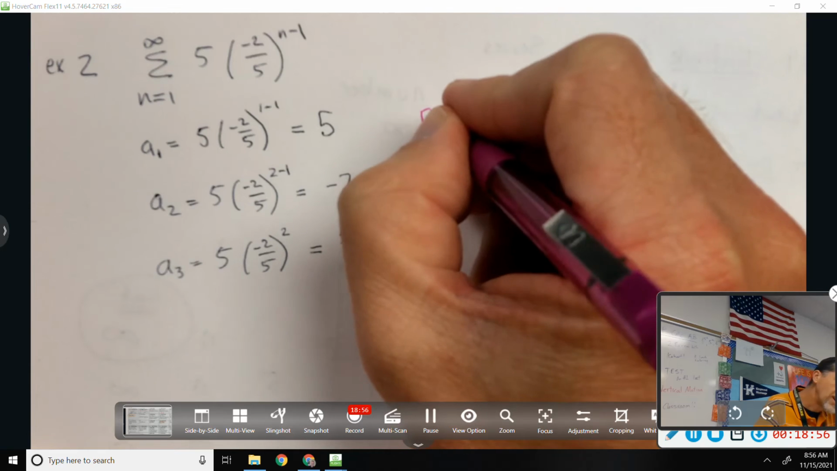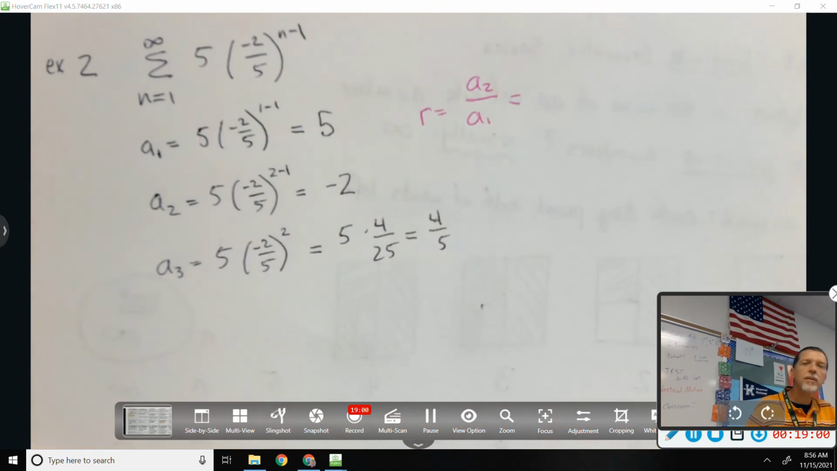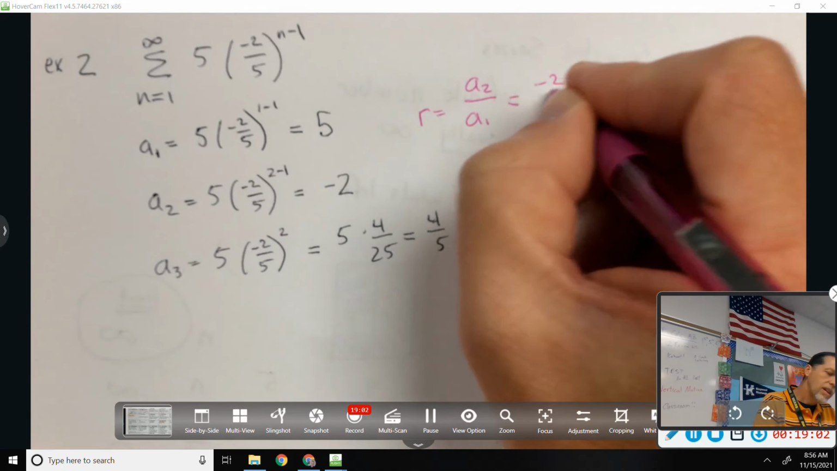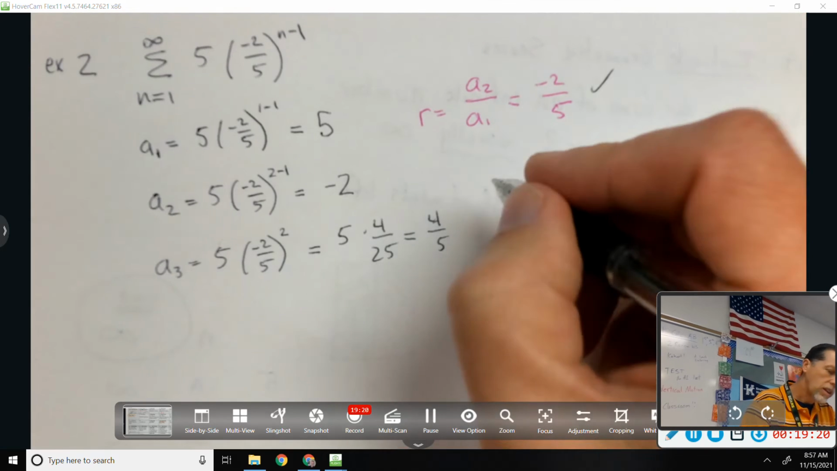If you're ever not sure, you can take any term and divide it by the previous term. So R is negative 2/5. So am I eligible to use the infinite sum? Yes. So we're good.